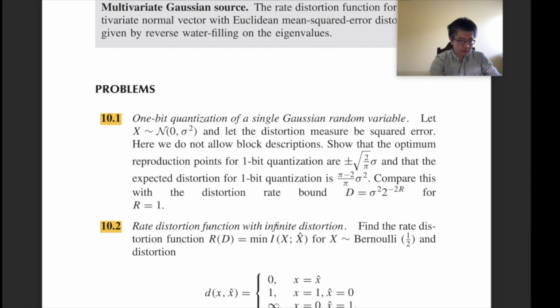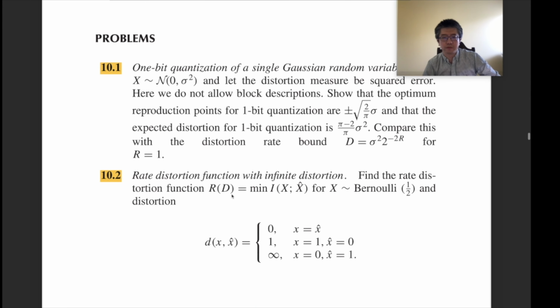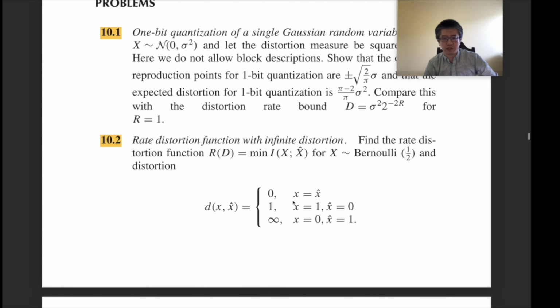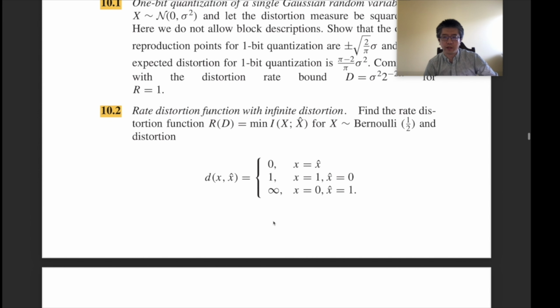So now let's take a look at the next problem. The next problem is called the rate distortion function with infinite distortion. In this problem, we need to find the rate distortion function of the source where the input distribution is a Bernoulli distribution with parameter half, and the distortion function is like this, right? So we'll have an infinite distortion here. Okay, so let's see how we can solve this problem.